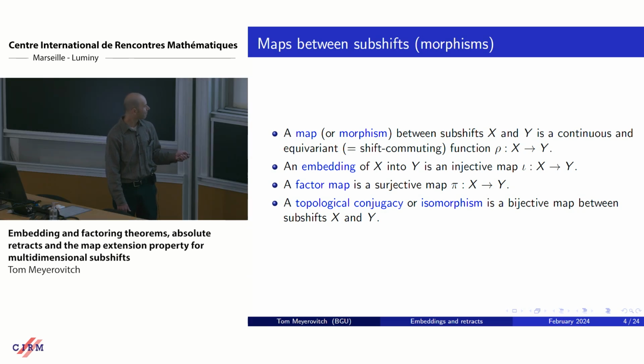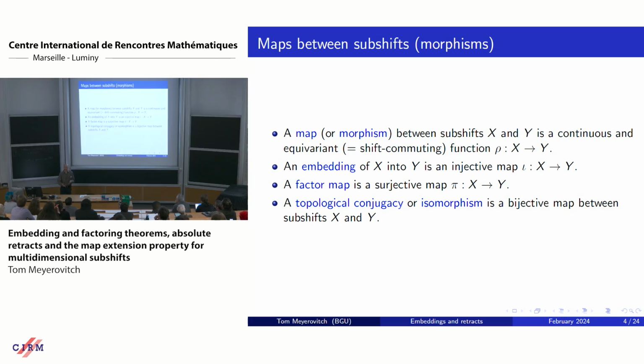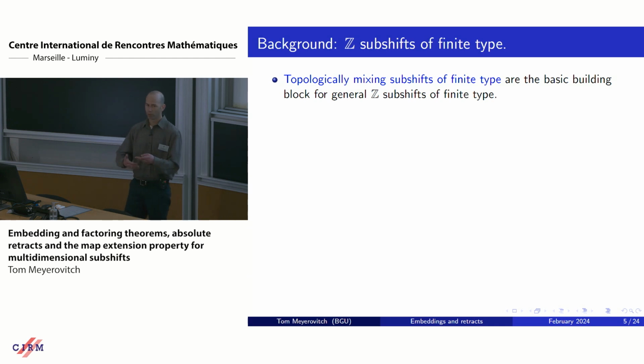So these are kind of the fundamentals of symbolic dynamics from the point of view of topological dynamics, from a certain point of view. And the questions which are fundamental from this point of view are: when are two subshifts isomorphic, when does one embed into the other, when does one factor onto the other? It's the starting point. And let me, for background mostly and for context, tell you part of the situation for the classical case of Z subshifts.